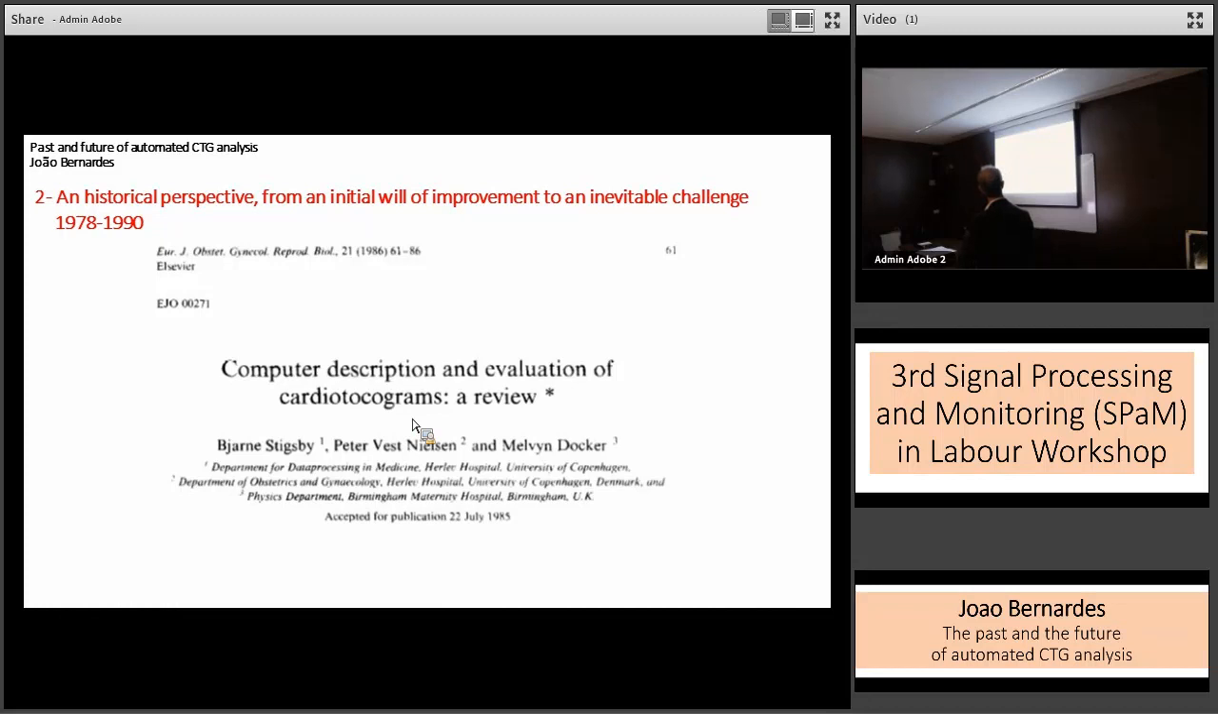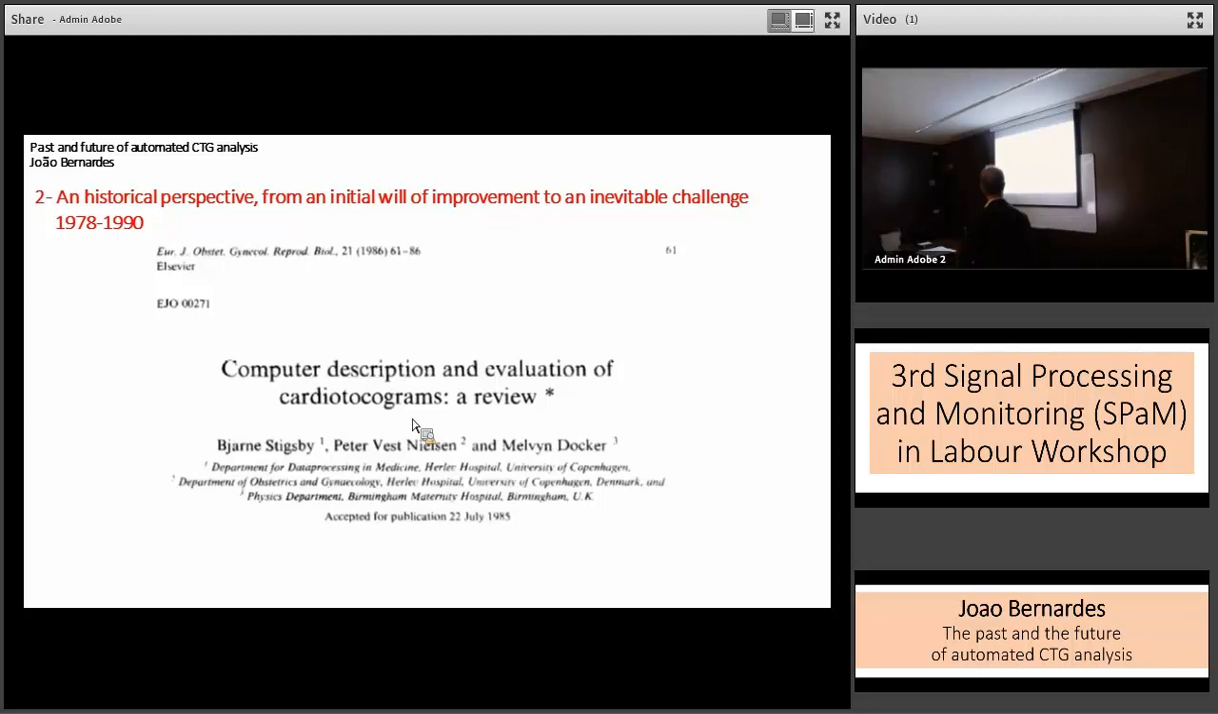In this period, in 85, Stigsby published this review. This shows that at this time they were well aware of the problem. If you have never read this paper, I strongly advise you to read it, because it is very up to date and very thorough, and it shows the problem very well. It shows that at that time a lot of work had already been done on computer analysis of CTGs before the widespread use of personal computers.